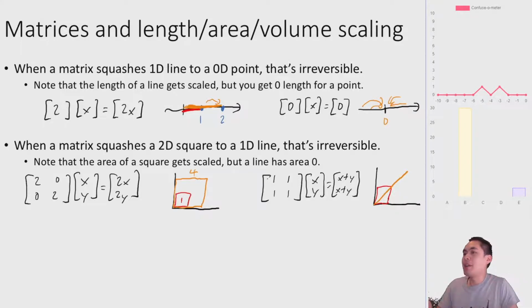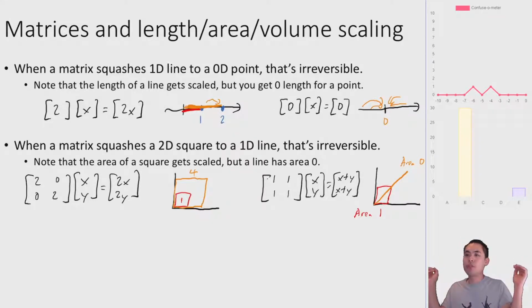And what's the area of a line? Well, the area of a line is 0. So you start with area 1, and you end up with area 0 because a line has no area. And so what this has done is you've taken this 1 1 1 1 matrix, which has squashed something that has area into something without area because it's just a thin line.